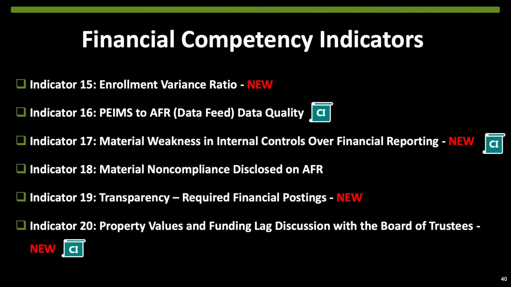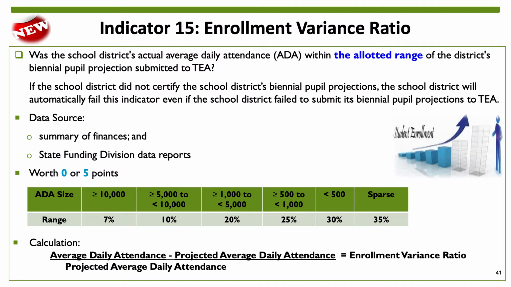These are your financial competency indicators. Let's get into indicator 15 because it is new. Was the school district's actual average daily attendance within the allotted range? Why do we have this? Because y'all wouldn't go in and certify your pupil projections or enter pupil projections. How many of you take TEA's pupil projections and just say that is God's word? Okay, thank you. You need to go in and check us.